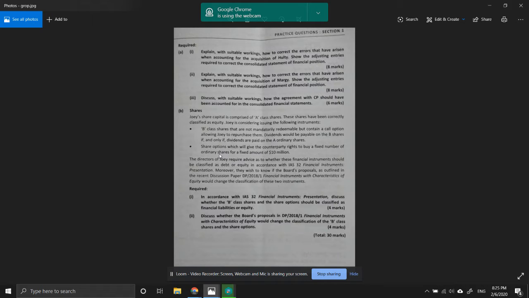Share options will give the counterparty the right to buy a fixed number of ordinary shares for a fixed amount of 10 million. So fixed, no variation. That means if there is variability, it will be considered a financial liability, right?